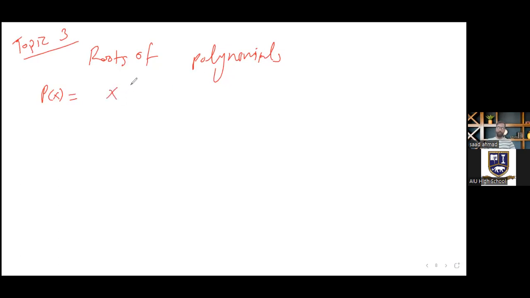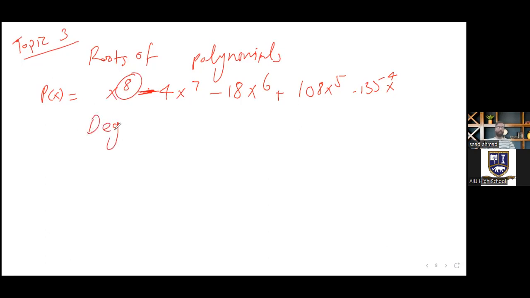Let's say I have x^8 minus 4x^7 minus 18x^6 plus 108x^5 minus 135x^4. So let's say like that. So this is a polynomial function. It has a degree. The highest power represents the degree. Its degree is 8.